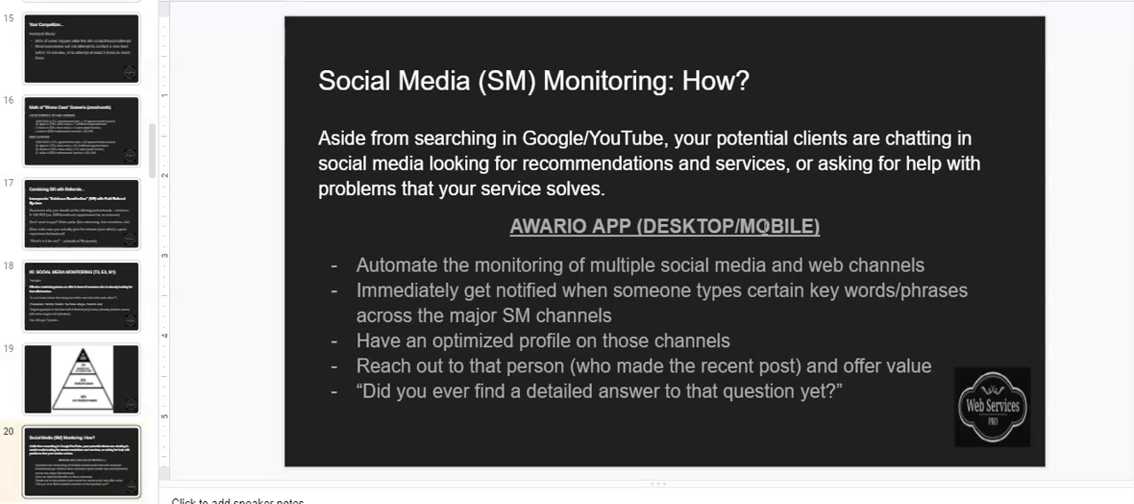And it actually gives you the link of where that client posted. If they post it on Facebook, it gives you that direct Facebook link, so all you have to do is go to that post and interact with that potential prospect. This is where it automates the monitoring of multiple social media and web channels. So again, you don't have to stay in front of the computer, hopping from platform to platform. You immediately get notified when someone types certain keywords or phrases across those channels. So you have to come up with a list of these keywords and phrases.